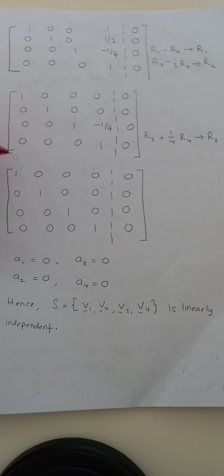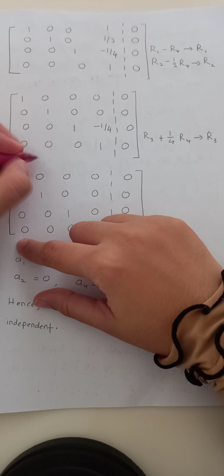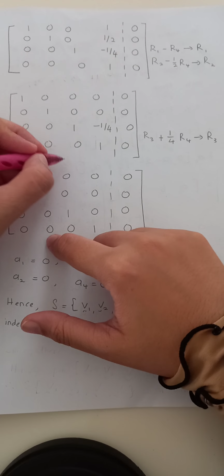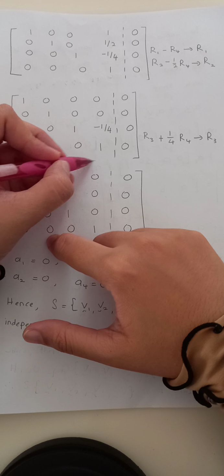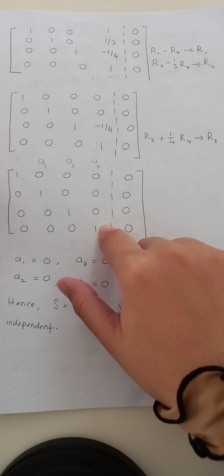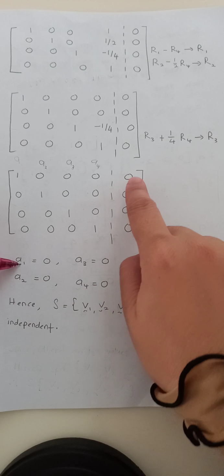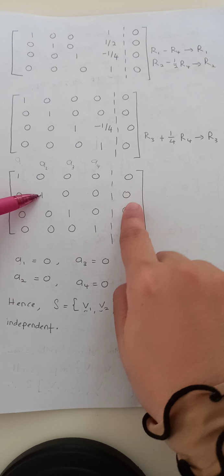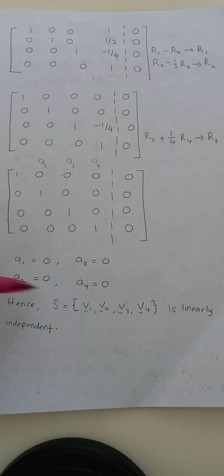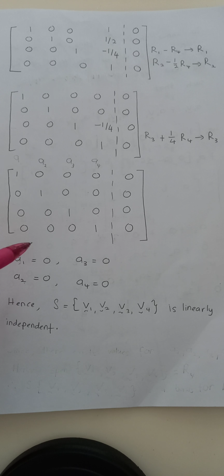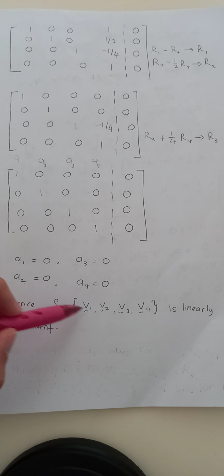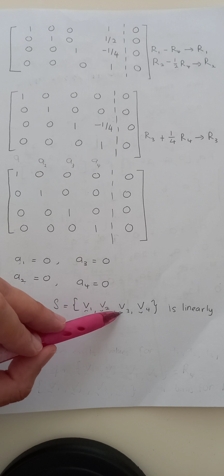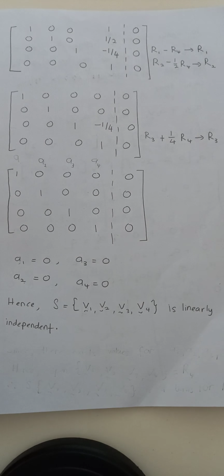The first column is A1, the second column is A2, the third column is A3, the fourth column is A4. Therefore, we can say that A1 equals 0, A2 equals 0, and so on. So from here, we can see that the coefficient for each vector is all 0. Kalau all 0, maksudnya V1, V2, V3 and V4 linearly independent sebab semua 0, kan?